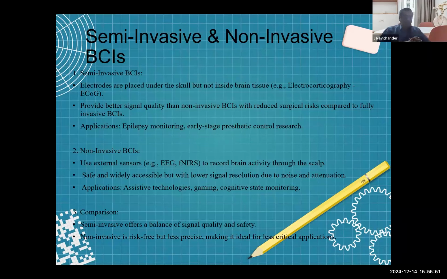Next, safe and widely accessible. It is very safe. There is no problem with this type of non-invasive BCI. Why? Because we are not implanting anything under the skull. That is the one advantage of this particular BCI.